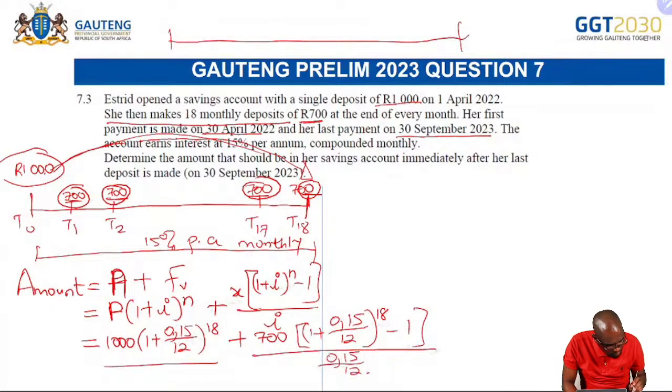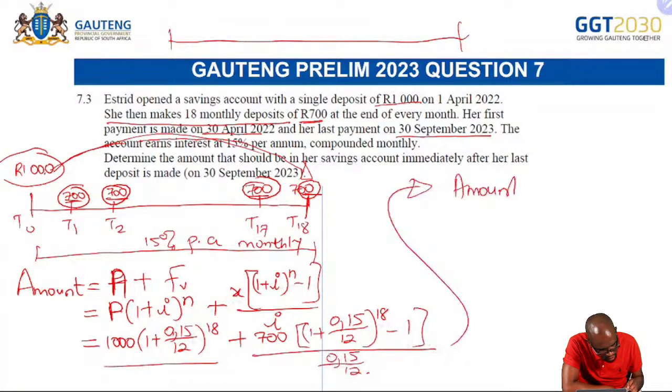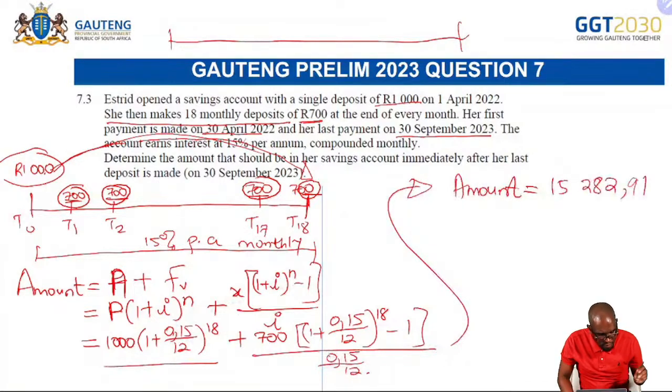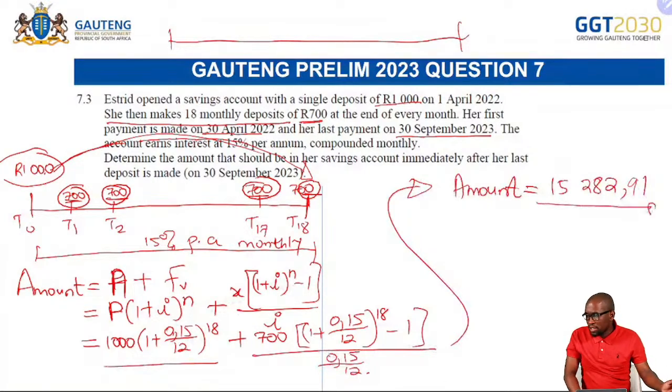If you simplify this further, in your calculator this amount would simplify to 15,282.91 cents. So that's what you're actually going to obtain if you combine them.